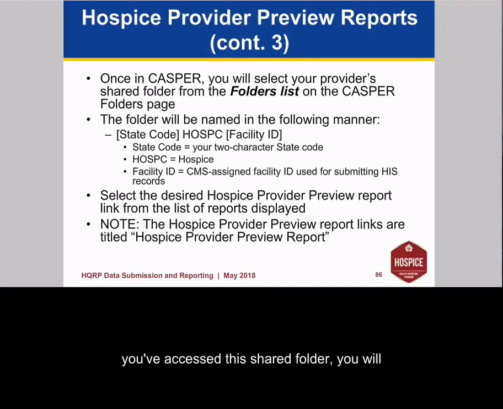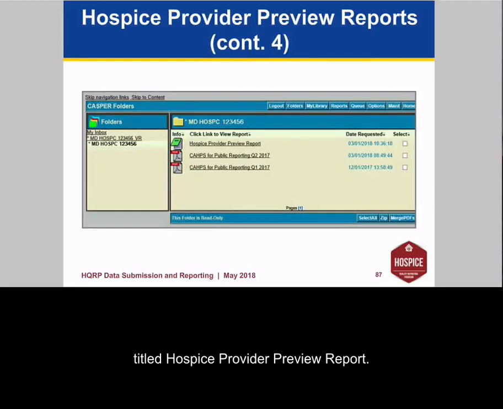Once you've accessed this shared folder, you will select the desired Hospice Provider Preview Report link from the list of reports that are available. It's important to note that the Hospice Provider Preview Report links are titled Hospice Provider Preview Report. Here's a screenshot that shows you the reports that are available in the shared folder, not the validation report shared folder, but what we would call the plain shared folder for this hospice.